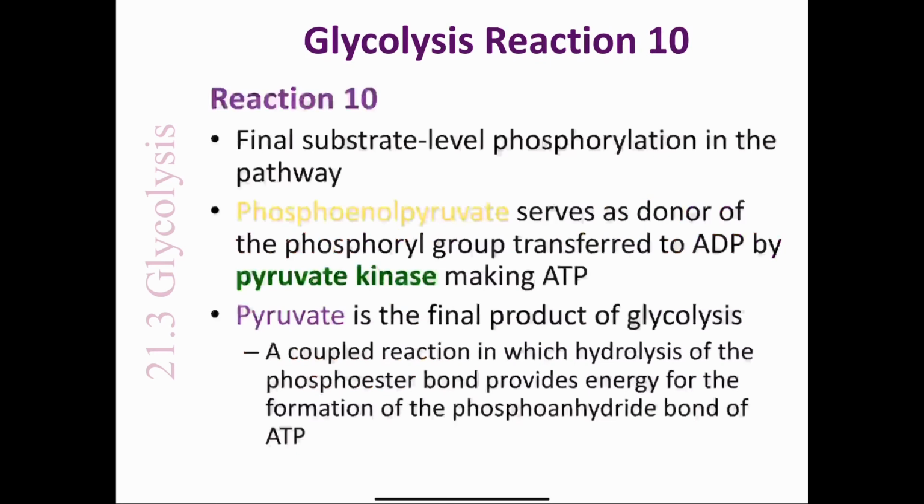Reaction 10. The final substrate-level phosphorylation in the pathway is catalyzed by pyruvate kinase. Phosphoenolpyruvate serves as a donor of the phosphoryl group that is transferred to ADP to produce ATP. This is another coupled reaction in which hydrolysis of the phosphoester bond in phosphoenolpyruvate provides energy for the formation of the phosphoanhydride bond of ATP. The final product of glycolysis is pyruvate.